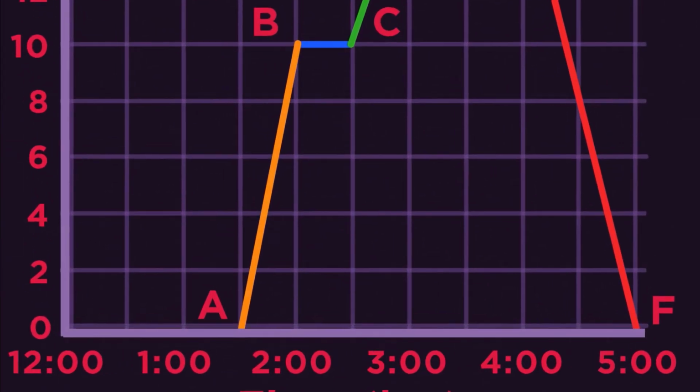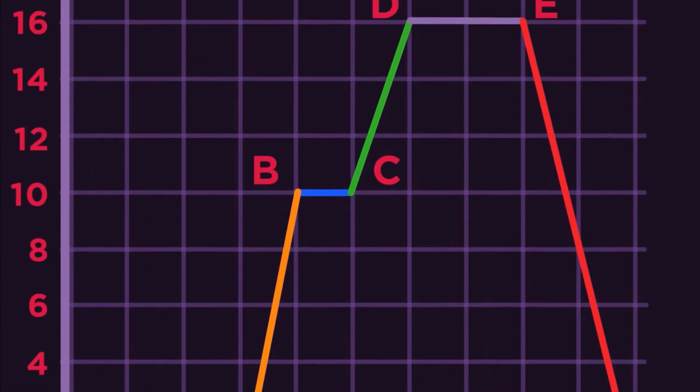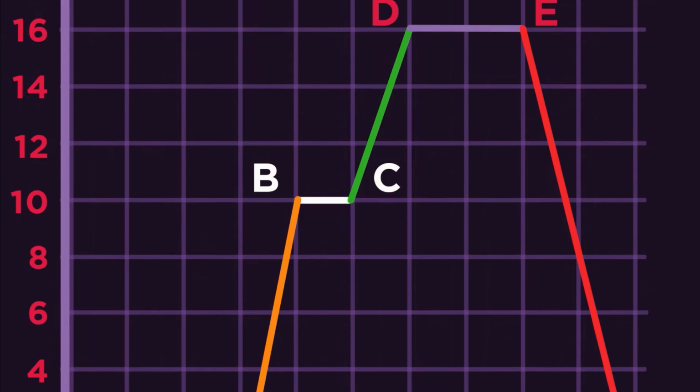The line A to B shows him traveling away from his house. Because this is a straight line, it shows he is traveling at a constant speed. The flat line B to C shows that his speed is 0. He's not moving.